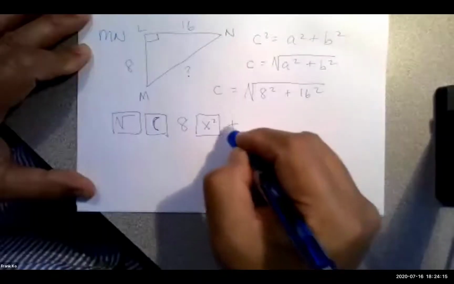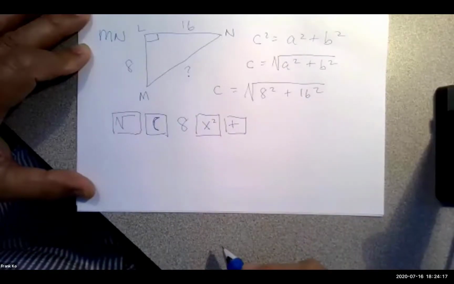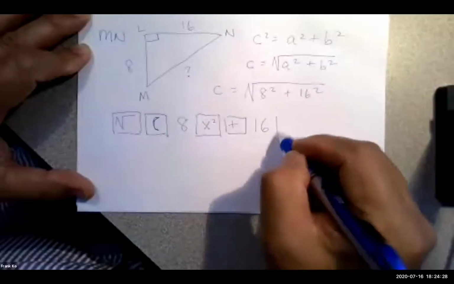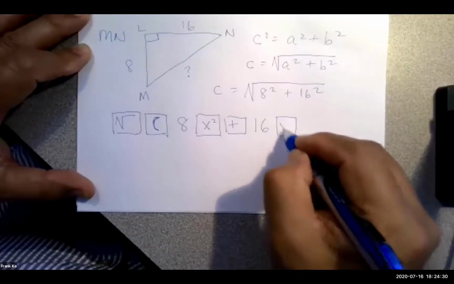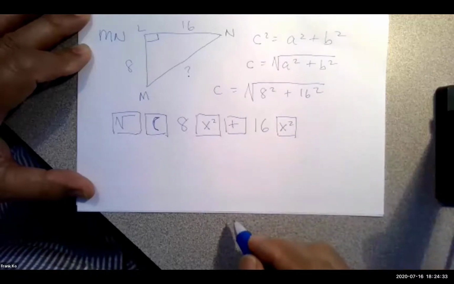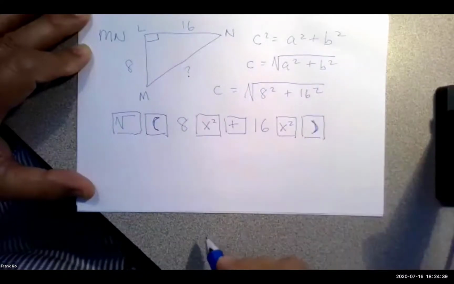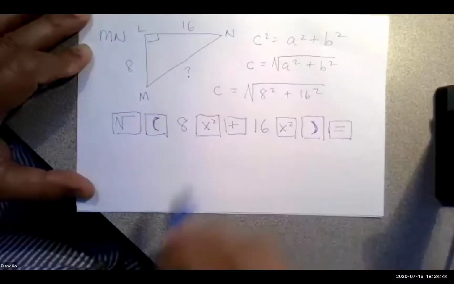The addition button. Cool. And then the numbers 1, 6 for 16. Good. And then the square button again. Yeah, so X squared. All right, then. The close parentheses. Okay, then. Enter, or equals in our case, yes.